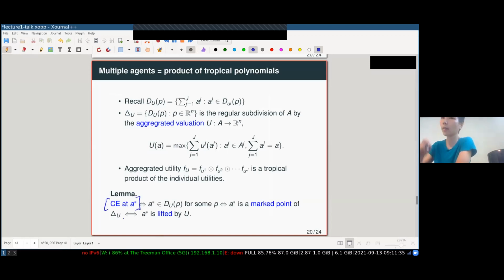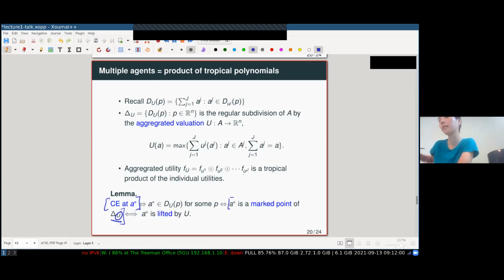I want to say it purely in terms of the regular subdivision, right? So A star has competitive equilibrium if and only if A star lies in the demand set for some P. But that's if and only if A star lies in the regular subdivision induced by this aggregated valuation capital U.